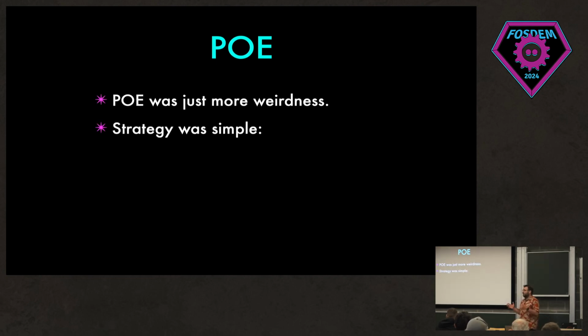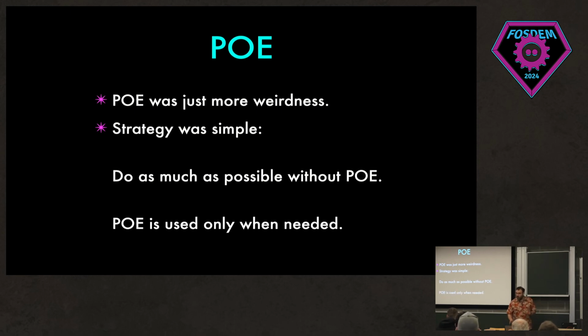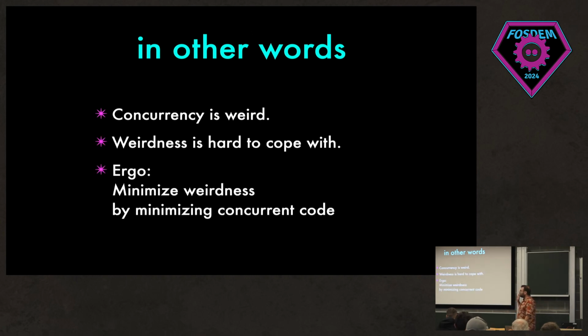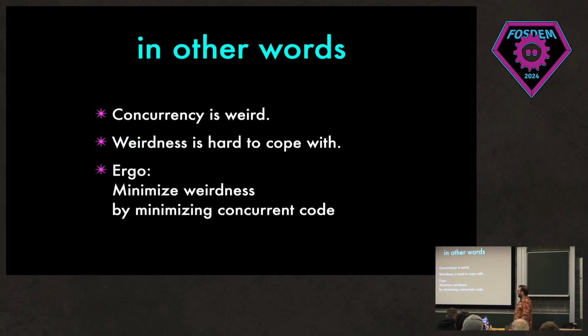So my strategy for building the software is really simple: do as much as possible without POE. Don't write the POE code. That's where everything gets messed up. So only use it when you absolutely need to, like all this asynchronous talking to the network server. And you can make that statement generic by saying concurrency is weird, and weirdness is hard to cope with in your program. So minimize the weirdness by writing less concurrency in your code. Minimize how much your code has to do concurrency.